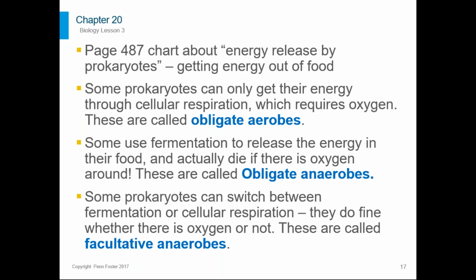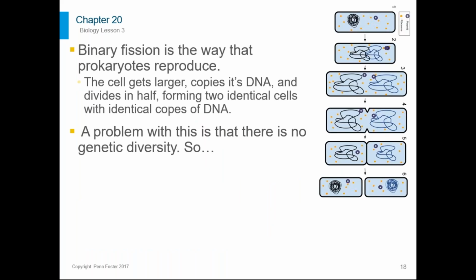Okay, now binary fission is the way that prokaryotes reproduce. It is really similar to other forms of cell division. The cell gets larger, copies its DNA, and divides in half, forming two identical cells with identical copies of DNA.